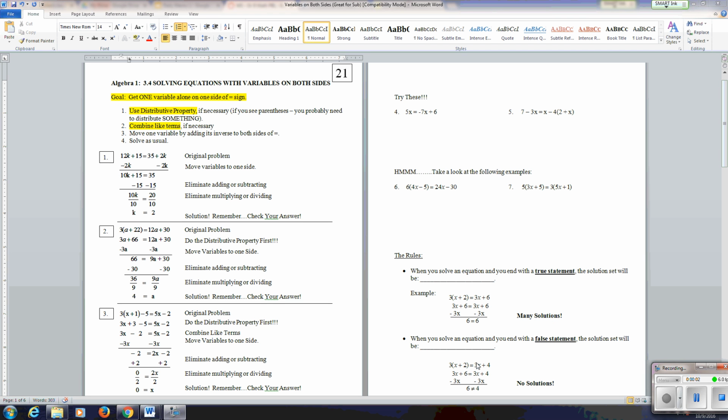Okay, welcome to this worksheet. It says 3.4 at the top, but it's not. It's in a whole different section in Canvas, so don't worry about that. Let's focus first on our goal.